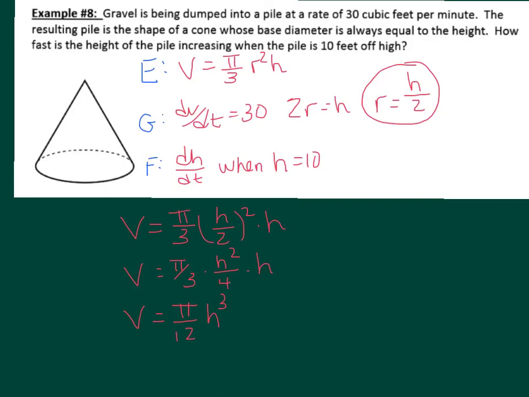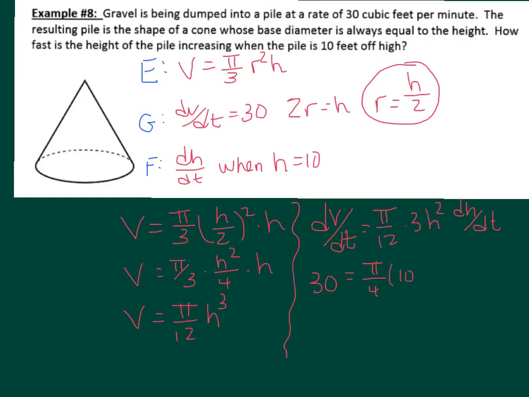All right, so this means our related rates equation is going to be dv dt equaling pi over 12 times 3h squared dh dt. Substituting in my values, I get 30 equals 3 pi over 12, which simplifies to pi over 4, h squared, so we're doing this when h is 10, dh dt, which is what we're trying to find.